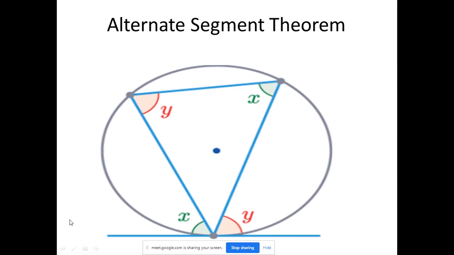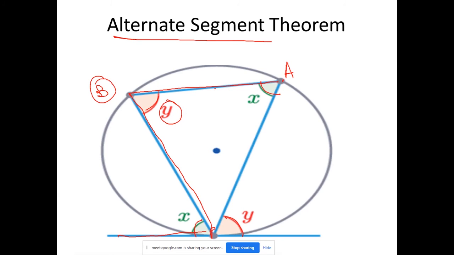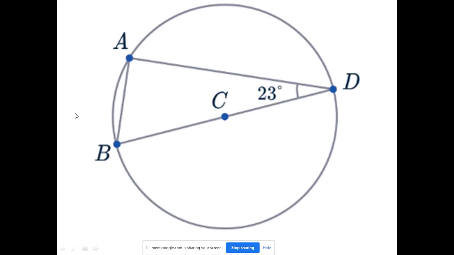Now this is the alternate segment theorem. So what is this? The alternate segment theorem says that the angle the tangent makes with a point A, or any point on the circumference, is equal to the angle in the alternate segment. So this would also be equal to the same angle y. Similarly, the tangent makes an angle of x with any point B on the circumference, which is equal to the angle made by PB in the alternate segment. So that is why it is called the alternate segment theorem.